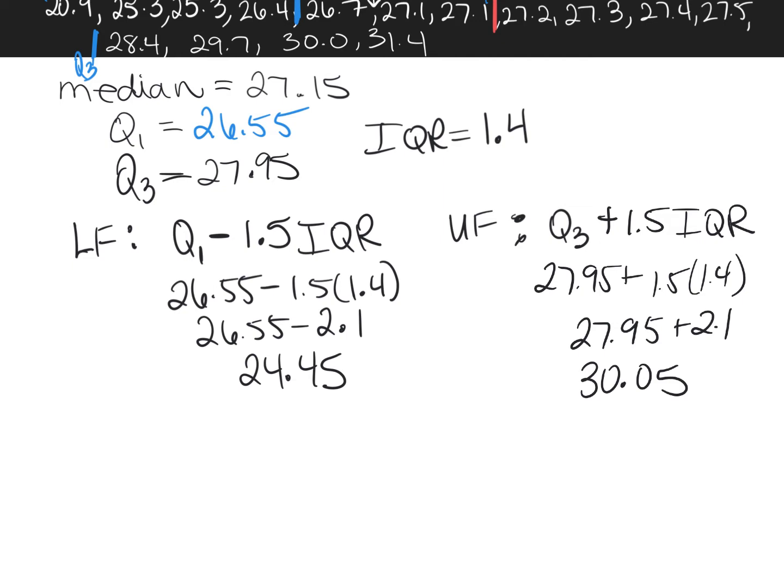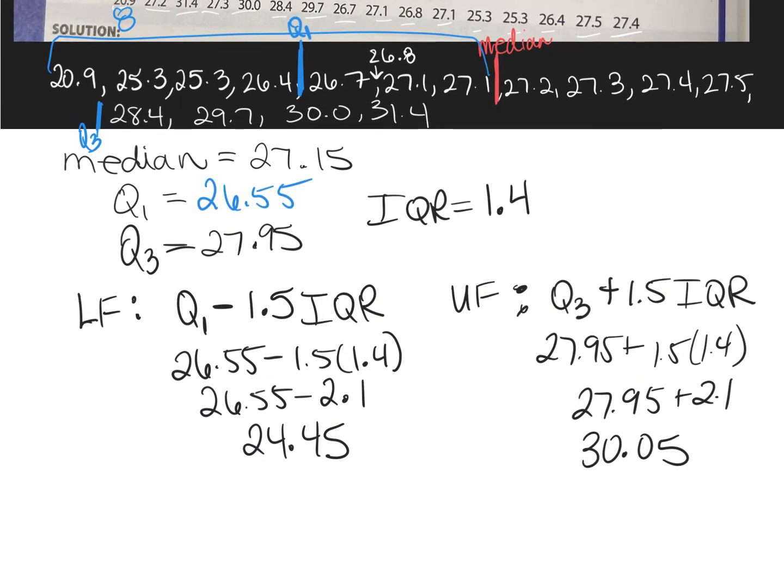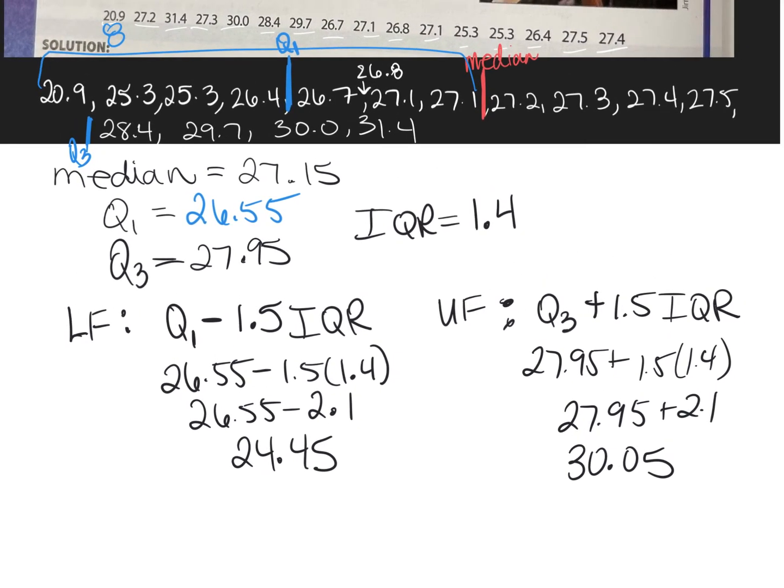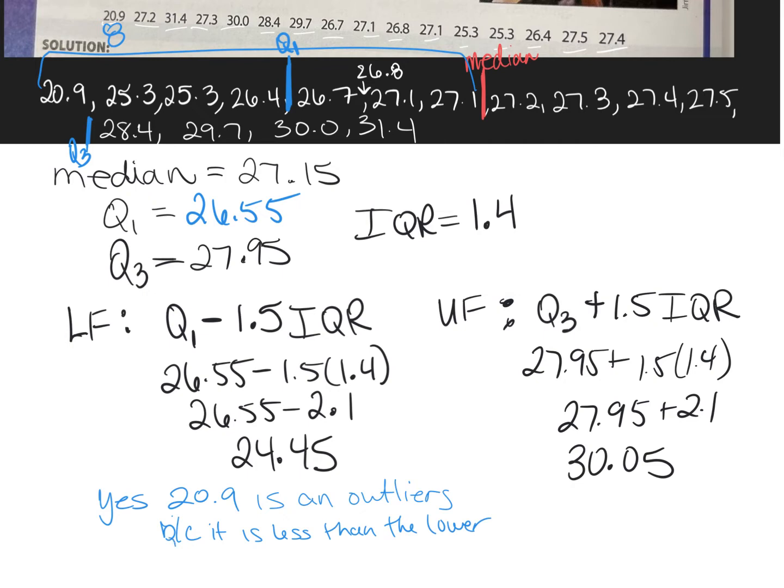So with these fences, everything that's not an outlier will be inside the fence. Everything that is an outlier is outside the fence. So lower than 24.45, are there outliers? So yes, 20.9 is an outlier because it is less than the lower fence. And are there upper outliers?